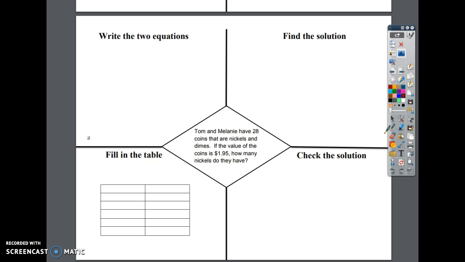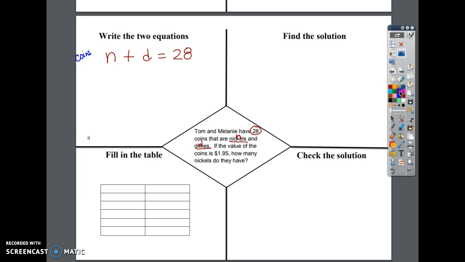This is the second one on the first page, and it says, Tom and Melanie have 28 coins that are nickels and dimes. So we have nickels and dimes for a total of 28. So I'm going to use N and D. N's for nickels, D for dimes, and it's 28. So N plus D equals 28. So altogether, they have 28 coins. If you want to write that down, that's fine. Coins. That's the equation for my coins.